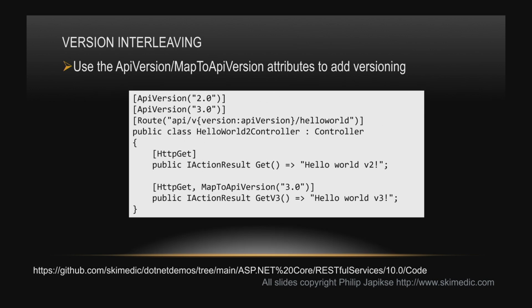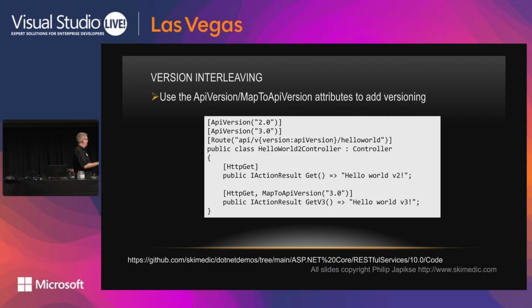Here's what I'm talking about. You can interleave versions. That's the formal name for it. I still think it's a bad idea. I keep all of my controllers separate. Here's the number 2 Hello World controller, but I have version 3 in here also. I just think it gets confusing. And then MapToApiVersion is just another way of saying, I know I'm in this version, but let's map it to the 3.0 version. MapToApiVersion, I never use in production.